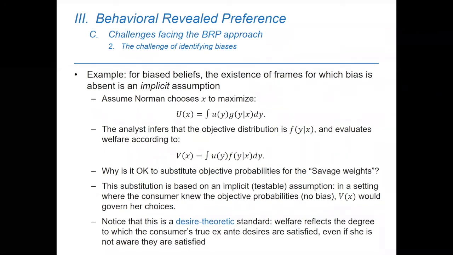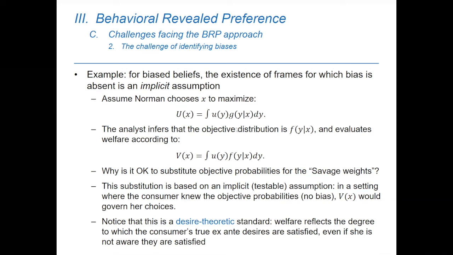I think it's helpful to clarify these concepts by looking at a few examples. The first example involves biased beliefs. And when we're talking about biased beliefs, the existence of frames for which bias is absent is an implicit assumption. Why do I say that? Well, let's assume that Norman chooses the bundle X to maximize this utility function. He's just an expected utility maximizer.